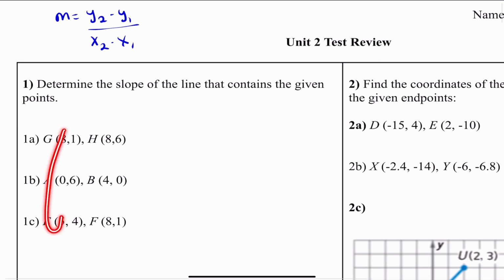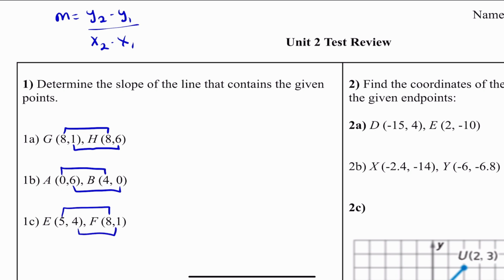So all of these should be your x1s. All of these should be your y1s. Here, these are your x2s, and then these are your y2s. Okay? And then I like to draw these brackets just to know what I need to do when I am plugging these numbers in. It's just helpful. So let's start plugging them in.